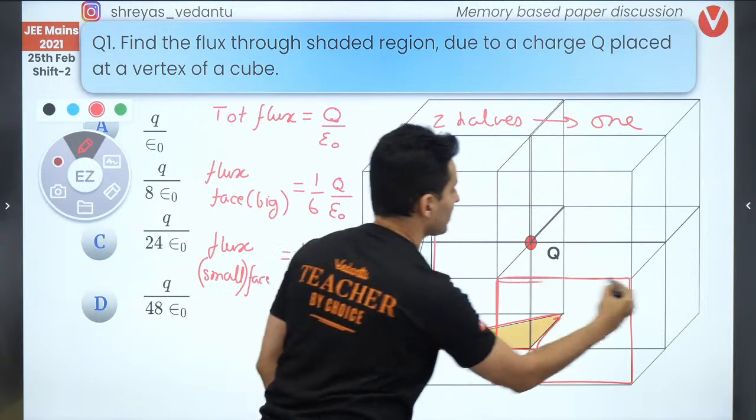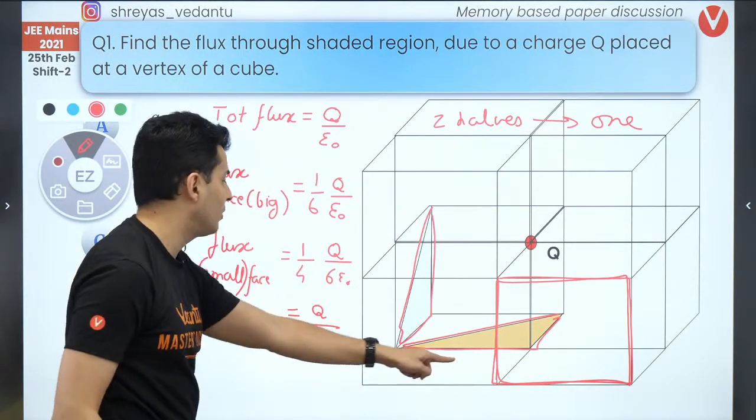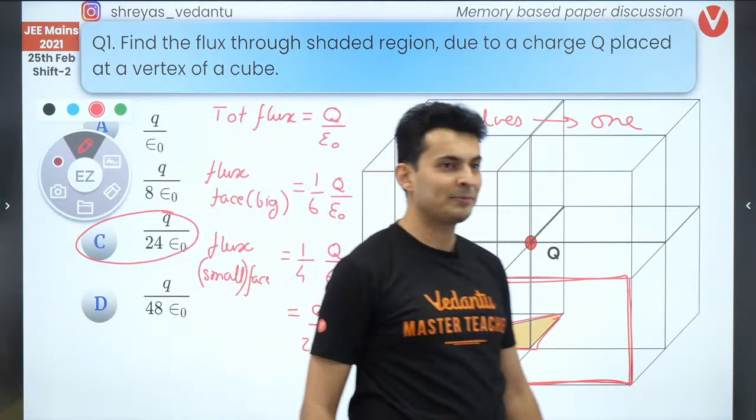One small cube's face is made of 2 smaller triangles which are shaded over here. So hence the answer must be q by 24 epsilon naught.